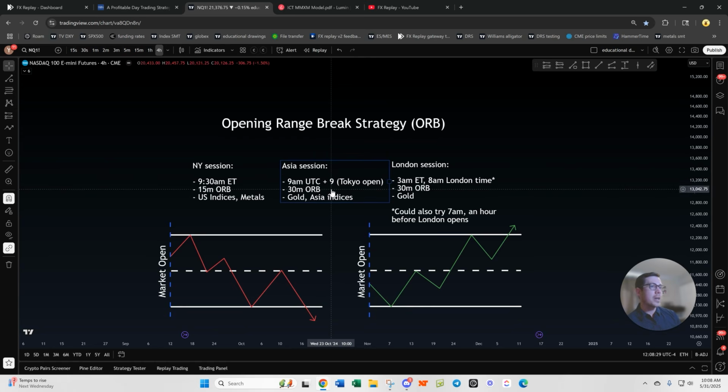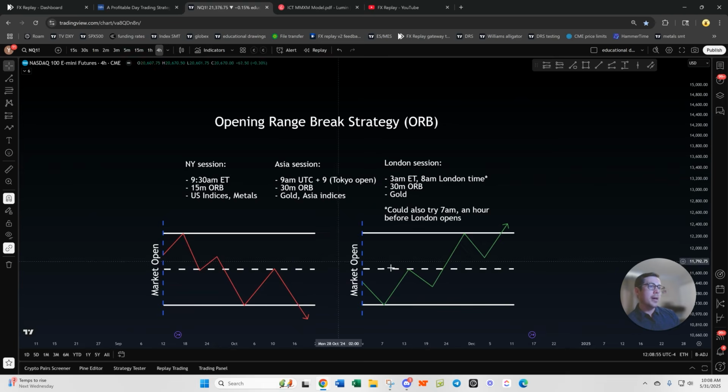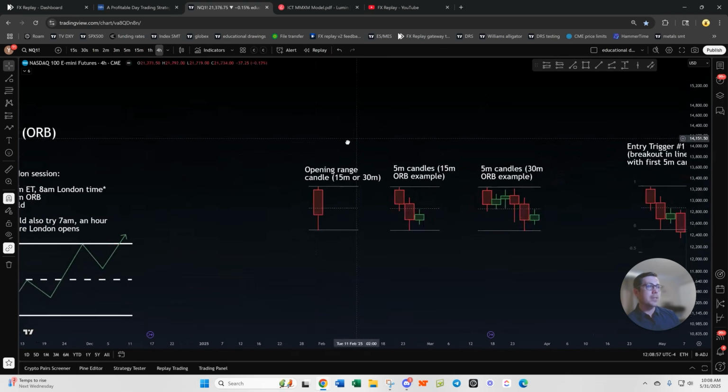And then Asia session, I don't have any specific examples today. I'll probably do a future stream on it, but you basically want to do the same thing right after Tokyo opens. You'll want to use the time zone for Tokyo, UTC +9, because they don't have daylight savings time. A 30-minute ORB on gold, or Asia indices like the Hang Seng or the Nikkei, JP225 being the CFD pair. Those are all good ones you could test in Asia, and like I said, I'll probably do a future stream on that. So that's the basic concept of it. What does this actually look like?